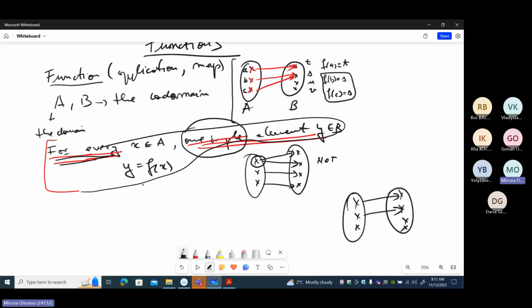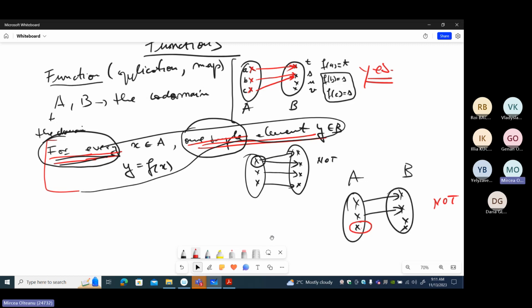Here we contradict what word from the definition? For every. Not for every element in A, we associated something in B. For this element, we did not associate something. So in order to get a function, this one must also have an image in B. As long as it doesn't, this is not a function. So this is not a function, this is not a function, but this is a function, yes? Okay.